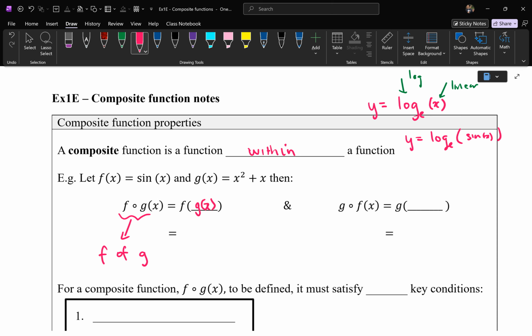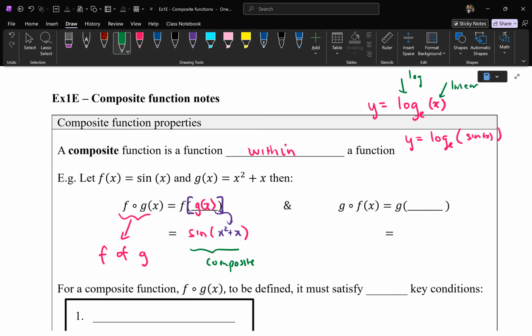What's f of x? f of x is sine of x. Okay, so f of x equals sine of x. But within this function, I have g of x. So here, this is where I write the g of x in here, and that becomes x squared plus x. This is the composite function. When you say f of g of x, that's what this is. Normally, it's written with square brackets on the outside as well, f square brackets, g of x inside. That is called a composite function.